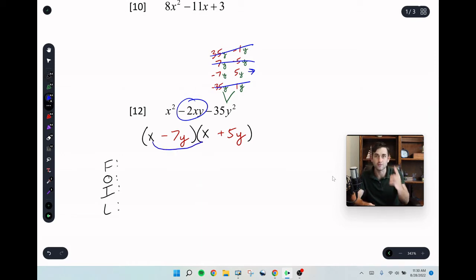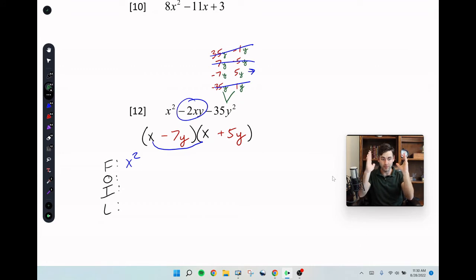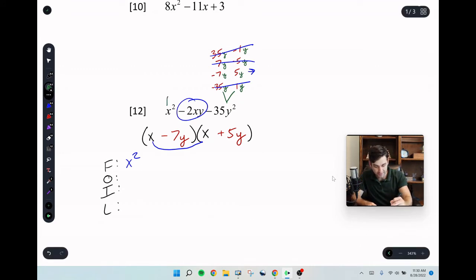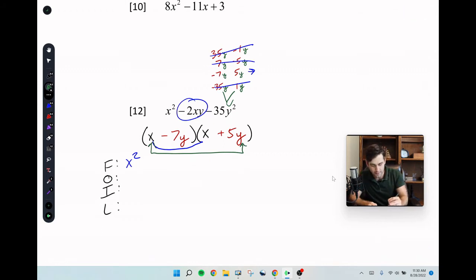x times x. What's x times x? x squared. Green. Outer, that's the bread of the sandwich. So we're going to take our bread of the sandwich, which is the green and the green. It's down here: x and 5y. So what's x times 5y? Probably 5xy, right? Okay, now let's do purple.